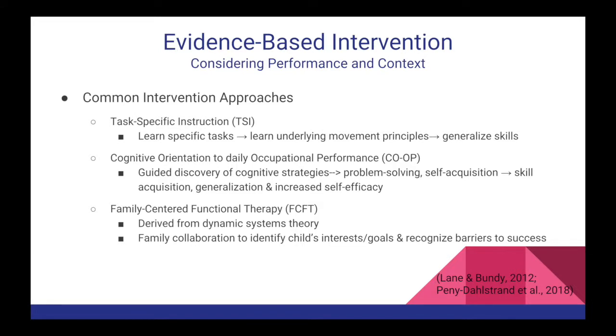When working with children who have spina bifida, just as with any other client, it is crucial to consider both performance and context. 3 common approaches to intervention for this population include task-specific instruction, cognitive orientation to daily occupational performance, or the CO-OP approach, and family-centered functional therapy.